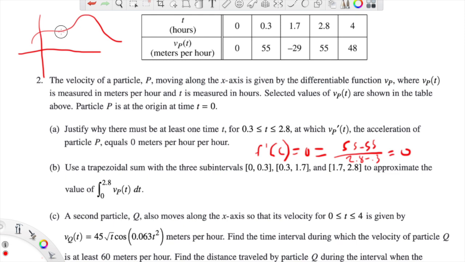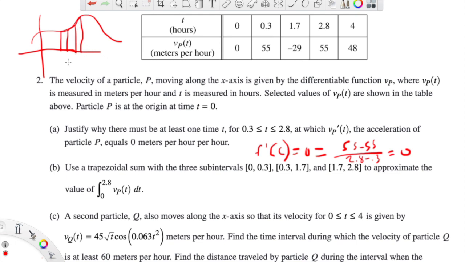One way to approximate it is to basically chop it up into fine little trapezoids. That might be trapezoid number 1, and your other trapezoid might look like this, and your next one might look like that. And so that's a fine approximation.